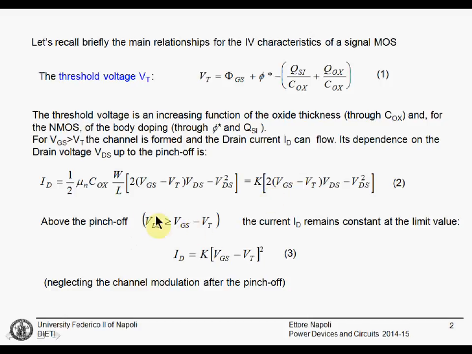When you are above the pinch-off region, that is, the drain to source voltage is larger than the gate to source minus the threshold voltage, the current is constant in the level 0 basic model of the device and is proportional to the square of VGS minus VT.